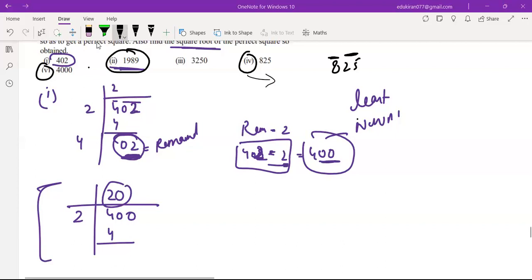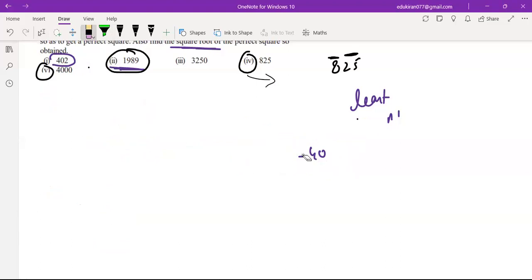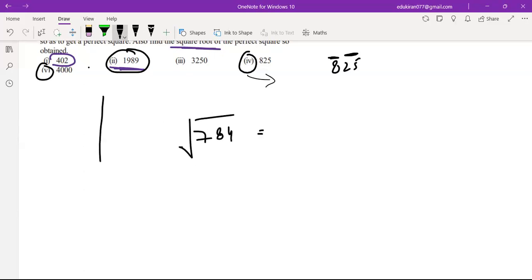Sorry? Ma'am, I got 41 as the remainder. I got 825 minus 41 as 784. Hmm. So 784 is the square root of 41. Yes. Everybody got this? Yes, ma'am.